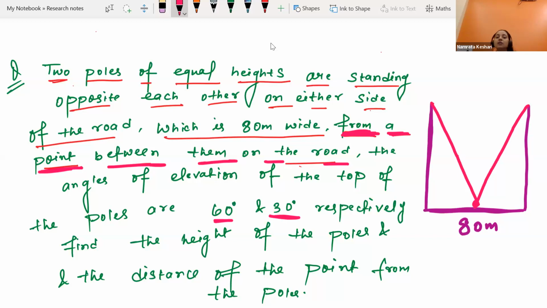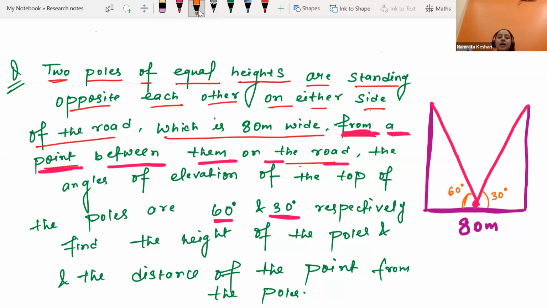You can take it any way. One of them you just have to take as 60 degrees, and the other as 30 degrees. The way I am taking 60 and 30 degrees, you don't have to take exactly in that manner. You can take any one of the angles as 60 degrees and the other one as 30 degrees. I am taking this one as 60 degrees and this one as 30 degrees.